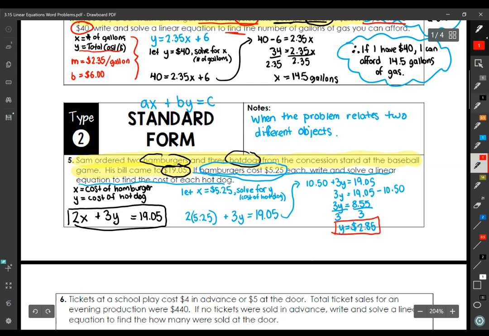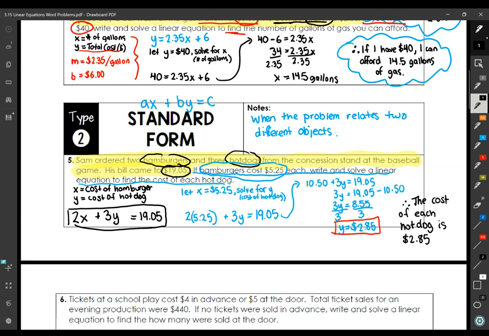Right? So therefore, the cost of each hot dog is $2.85. And we can test that. We can go back and sub it into our equation, right?